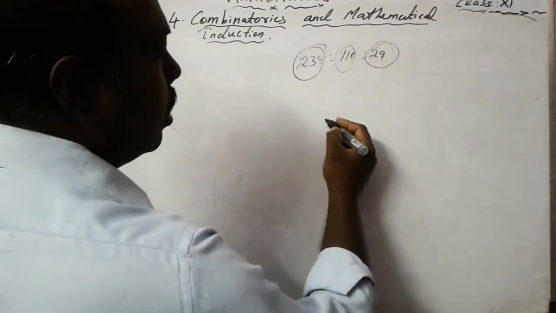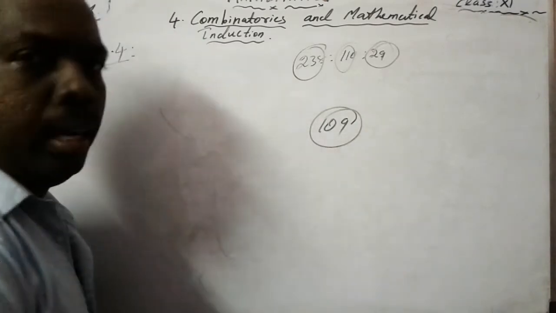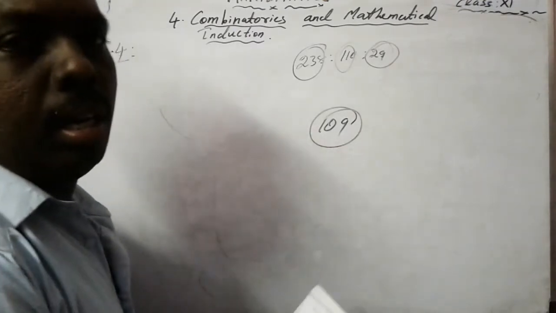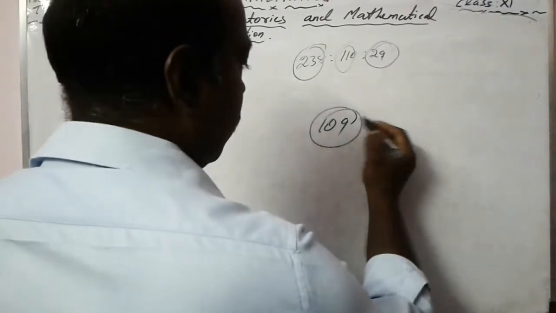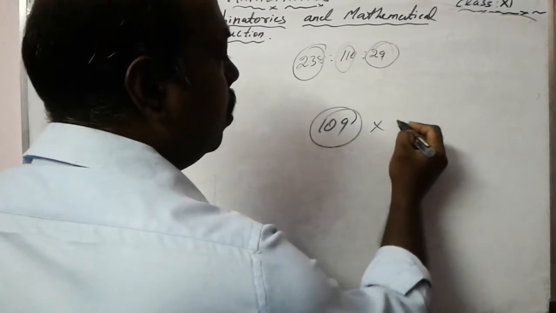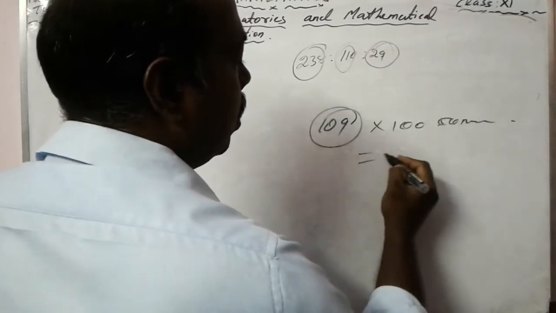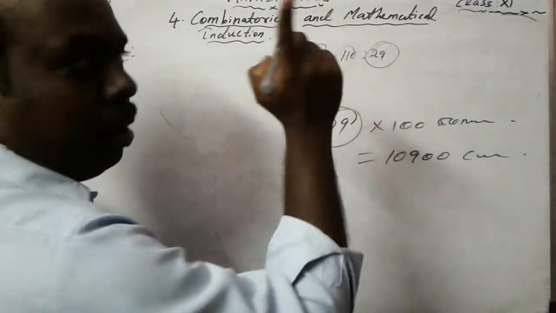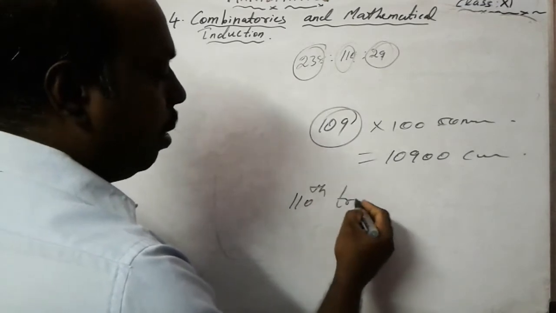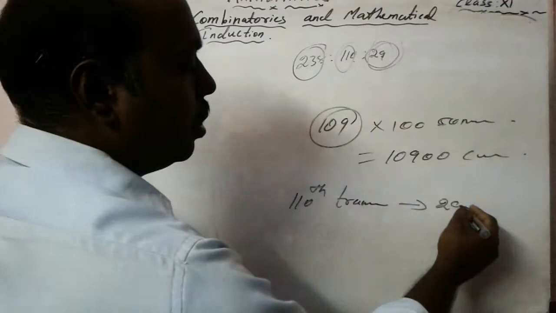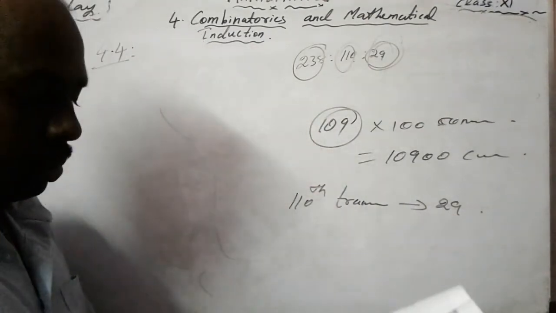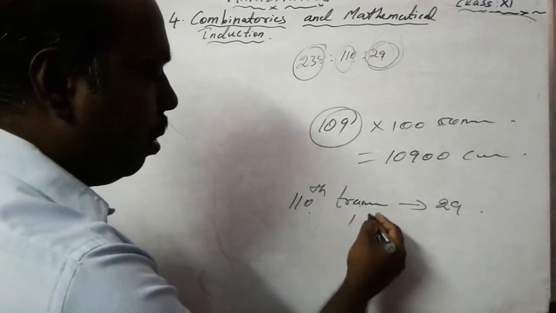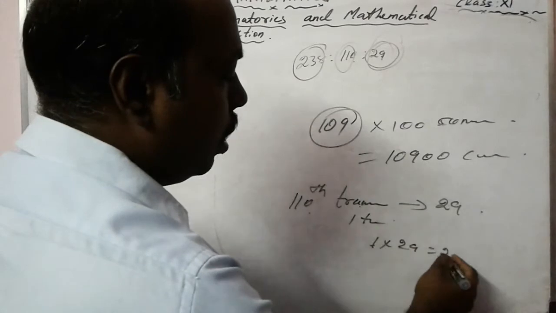So here 110 is there, correct? So 109 transformers means each transformer links to 100 consumers. Each transformer links to or connects to 100 consumers. So 109 into 100 consumers. So that is equal to 10,900 consumers. That remaining 110th transformer is there. So the 110th transformer links to how many consumers? 29 consumers. Am I right? One transformer, 1 into 29 equal to 29.